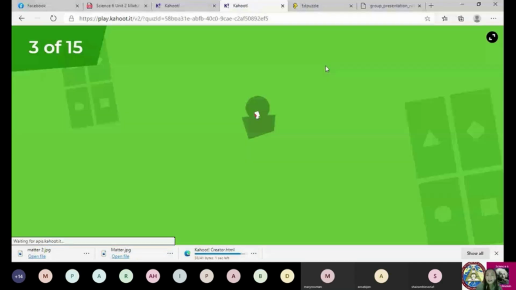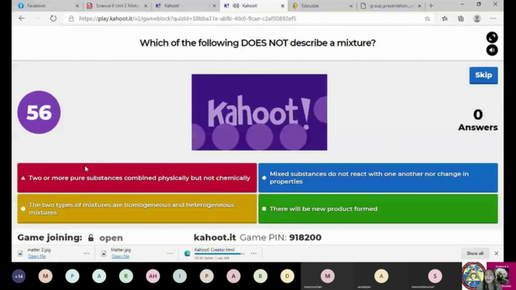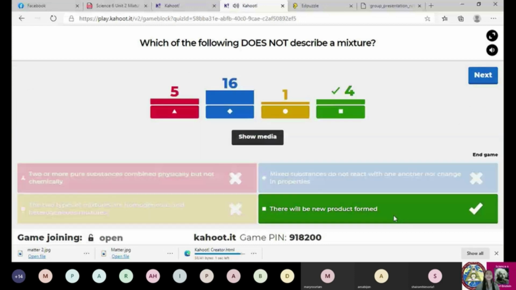Which of the following does not describe a mixture? Red, two or more pure substances combined physically but not chemically. Yellow, the two types of mixtures are homogeneous and heterogeneous mixture. Blue, these substances do not react with one another nor change in color. Green, there will be new product formed. Analyze the statements. Alright, the correct answer is there will be new product formed.